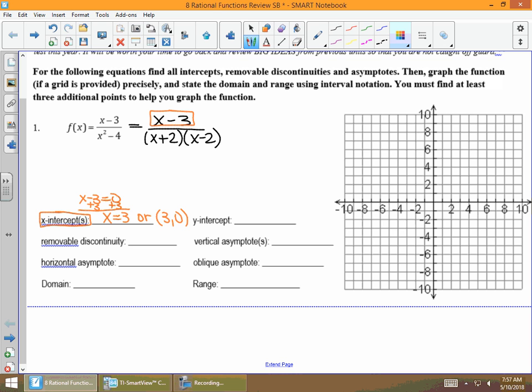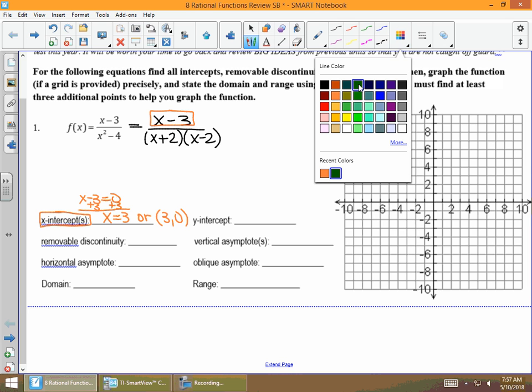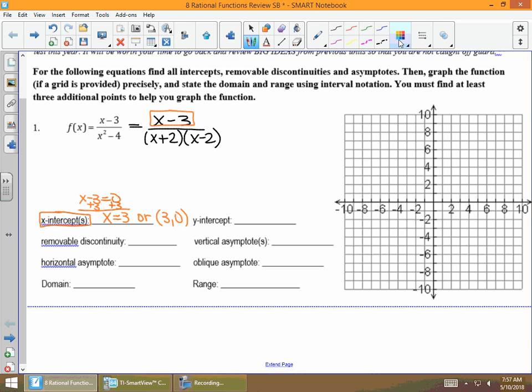I have 2 other pieces of information that I can get very nicely from my equation here. My vertical asymptotes come from the denominator. We're always going to write these as equations. I'm going to mark it wrong on the test if they're not written as equations. So when I set x plus 2 equal to 0, I get the line x equals negative 2. And x minus 2 equal to 0, we get the line x equals 2.